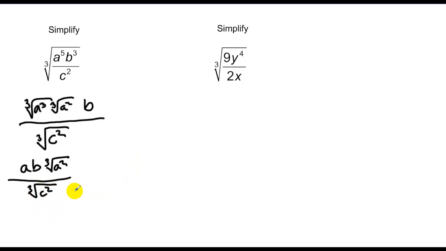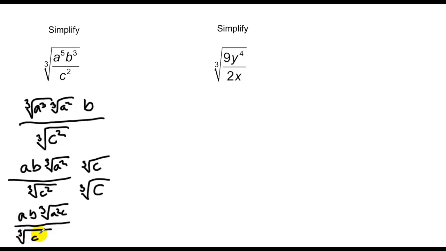Now, I need a perfect cube in order to get rid of this squared term. So, in this case, c cubed is the first perfect cube I can think of. So in order to make a c squared into a c cubed, I need to multiply by the cube root of c. So you'll notice now that in the numerator I have a, b, cube root of a squared c. In the denominator, I have the cube root of c cubed, and that is c. So I'm done.